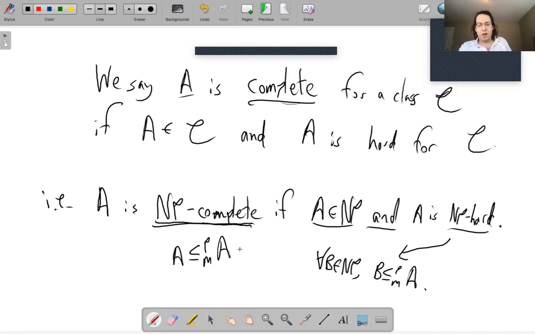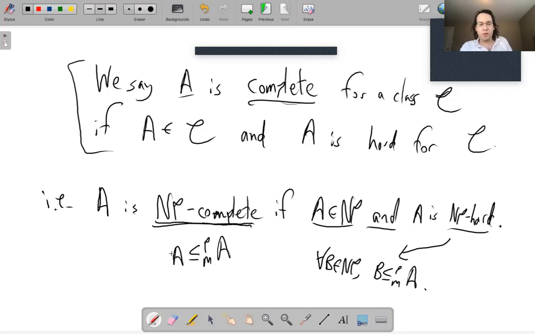Okay. And we can also define PSPACE complete. Actually, we did define PSPACE complete. This definition already defines PSPACE complete. PSPACE is a class. So if you just put PSPACE instead of C here, then you would have the definition of PSPACE complete, and you can define completeness for every other class of languages.